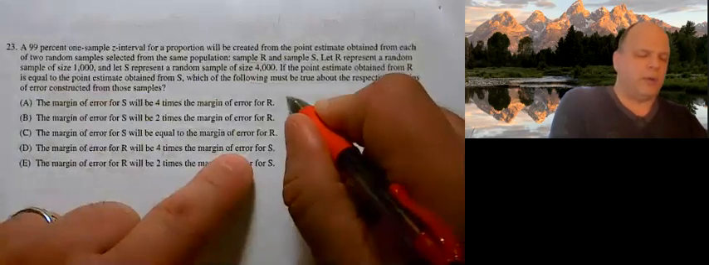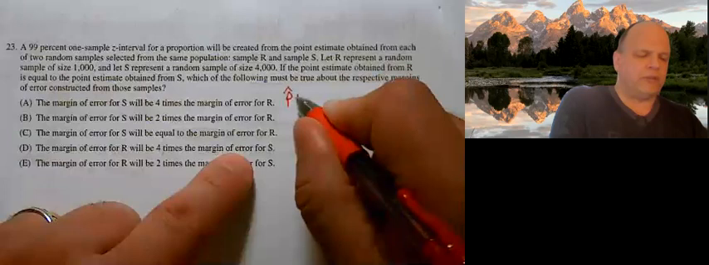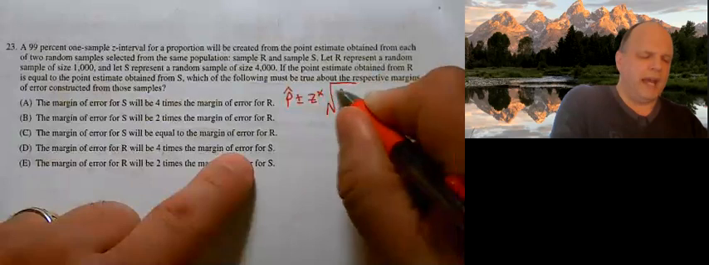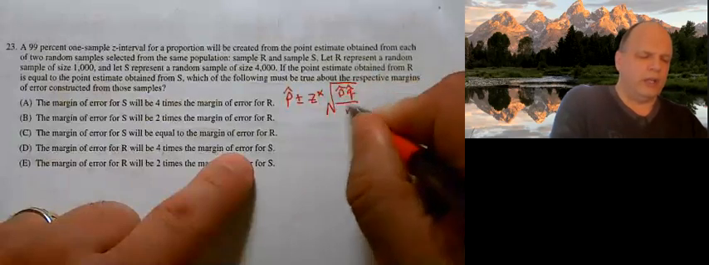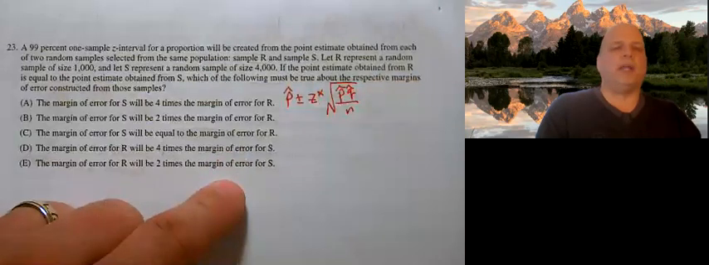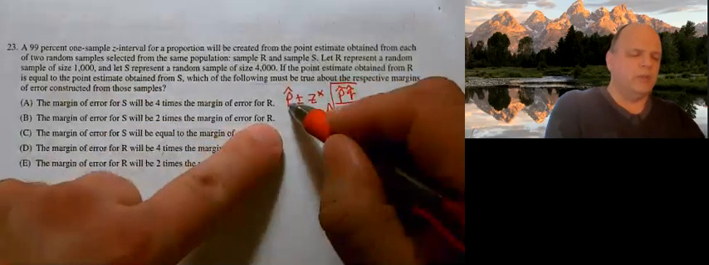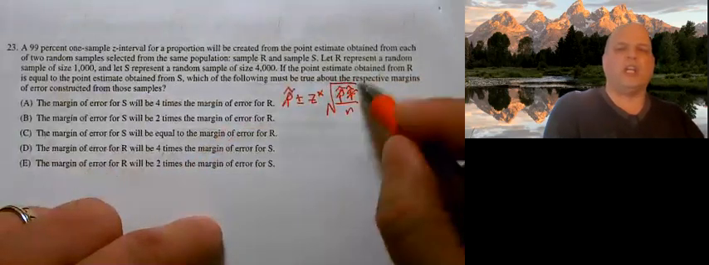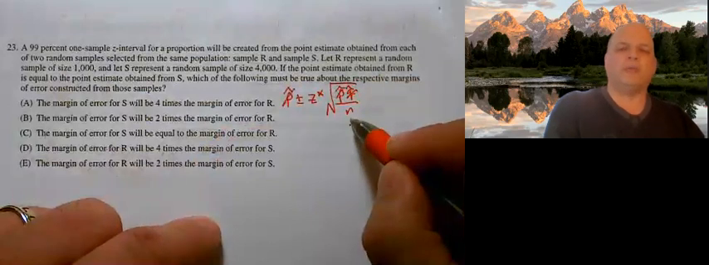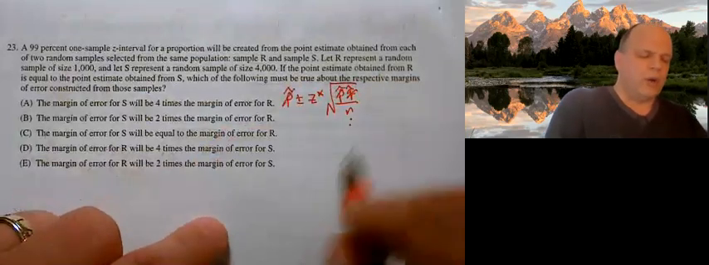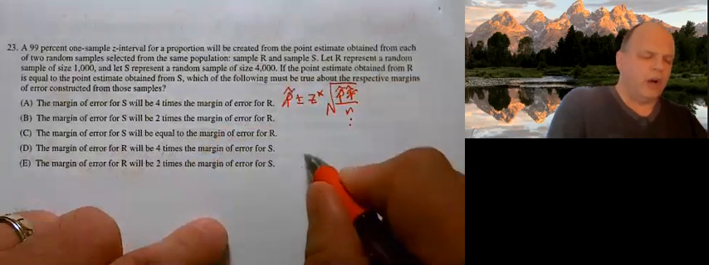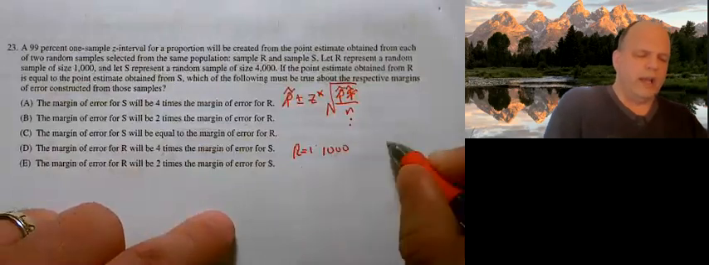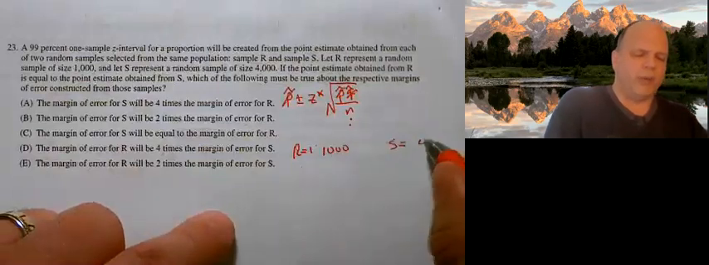So basically, here's what they're saying. We're collecting a random sample, and we have p hat plus or minus z star square root of p hat q hat over n. Well, they're telling us the point estimate for R and S are the same. So this is equal, and this is equal. The only thing that's changing is our sample size. R has a sample size of 1,000, S has a sample size of 4,000.